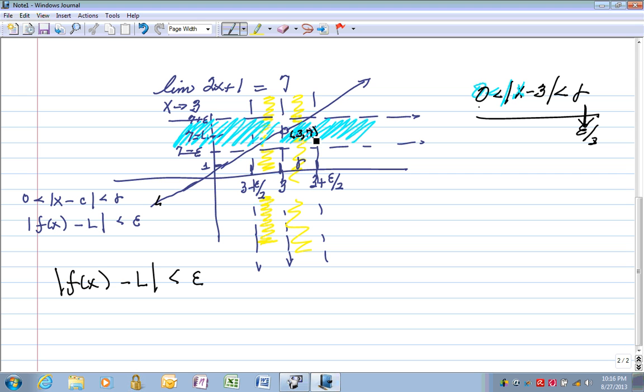It would read, children, by doing an epsilon delta linear proof, prove the limit of 2x plus 1 as x approaches 3 is 7. After you prove that, please draw a graph of your proof. And that's it. So that's linear epsilon delta proofs. The rest will be done in class.